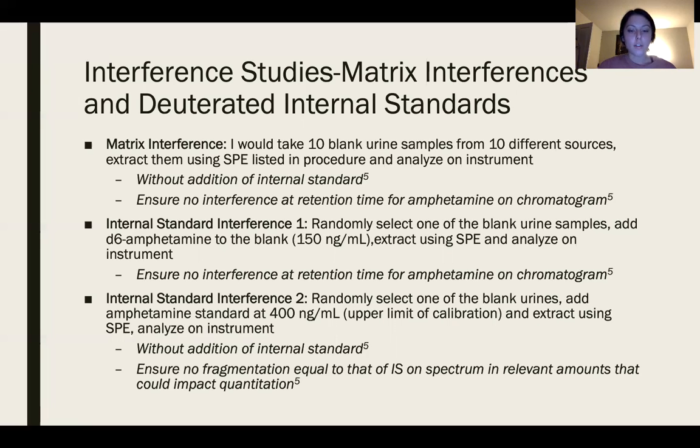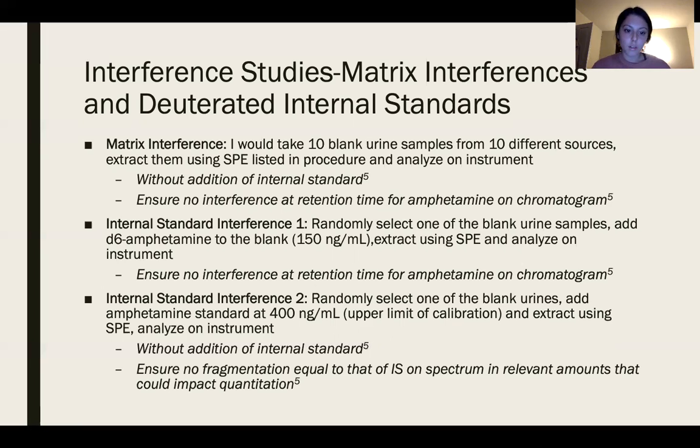And then for the first internal standard interference that can occur, I would randomly select one of those blank urine samples, and then I would add the deuterated internal standard to that blank, extract it using the solid phase extraction, and then analyze on the instrument, and once again make sure that there's no interferences at the same retention time of amphetamine on the chromatogram.